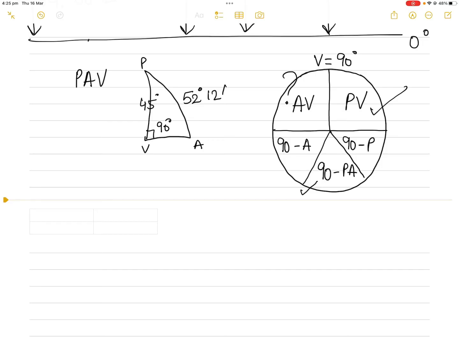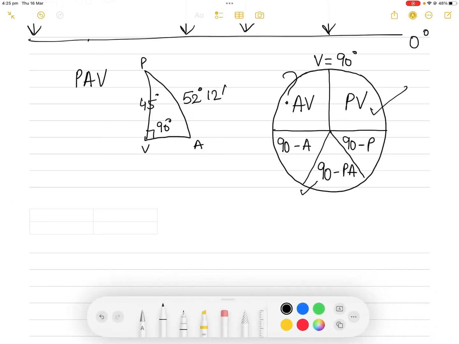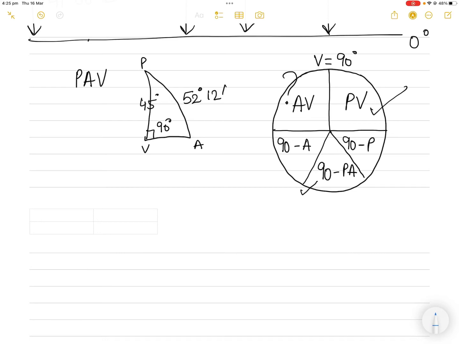So when you are in this situation, you know the two things that are given to you, and the one thing that you have to find out, you can draw a mushroom which links the three values. So you draw a mushroom in a way that links the three values. A, 90 minus A and 90 minus P are not included here. So we are trying to find out AV using the values given to us, PV and 90 minus PA.